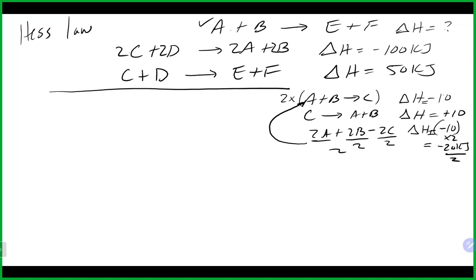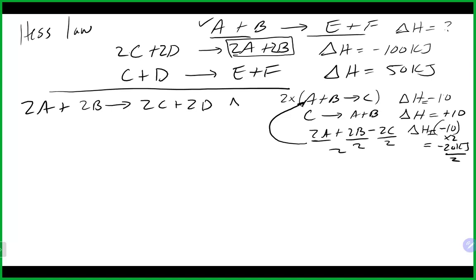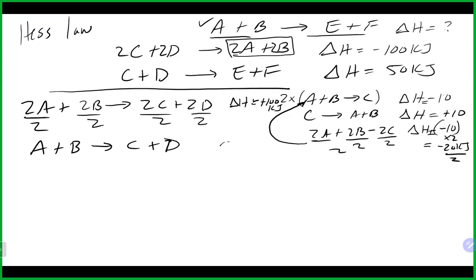So in this case, to get to this, we want to keep it really simple. So here A and B are on the incorrect side. I need to reverse that reaction. And that would give me 2a plus 2b goes to 2c plus 2d. And my delta H now would be positive 100 kilojoules because I reversed it. I also need to divide everybody by 2 because I don't want 2 of everybody. I just want 1, which would take me back to this equation. And that would give us a delta H that's equal to 50 by taking this and dividing it by 2.